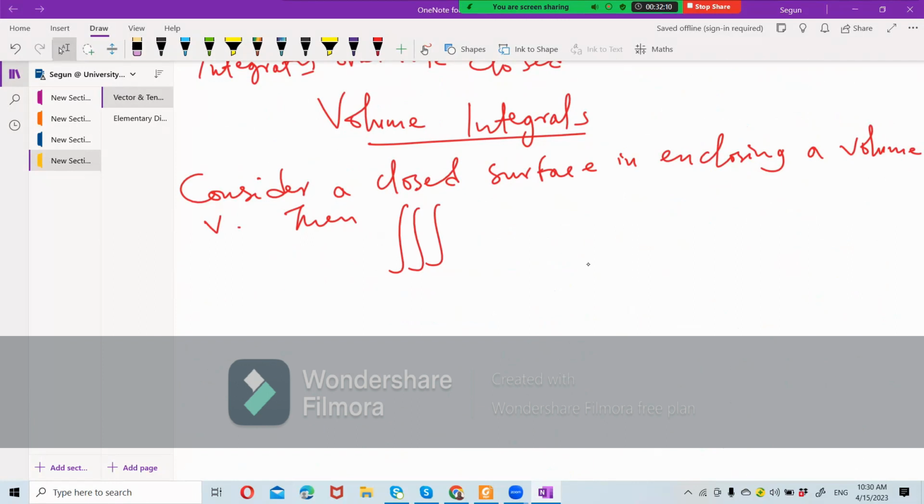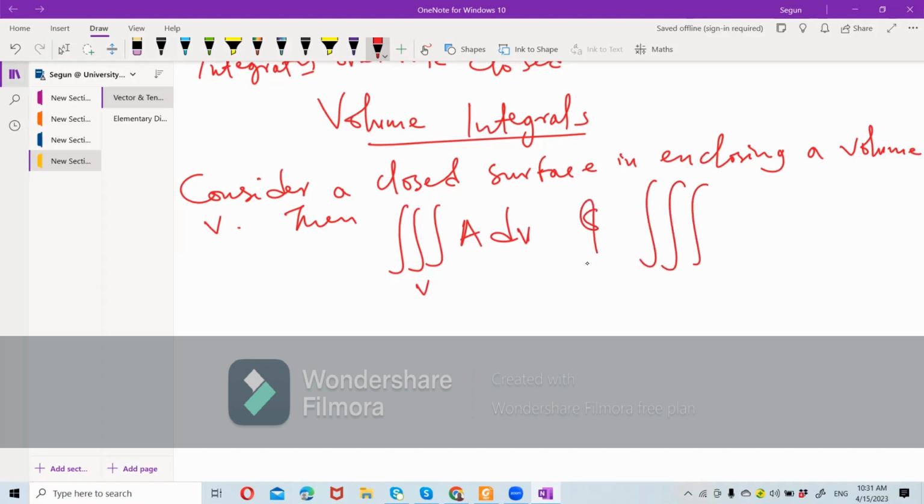Now, let me quickly say this. When you are doing a line integral, you have a single integral. When you are doing a surface integral, you have a double integral. When you are doing a volume integral, you have a triple integral. Please take note of that. On that day, the question will not tell you it is a volume integral, but you yourself will know it's volume once you have the triple integral. Please take note of that.